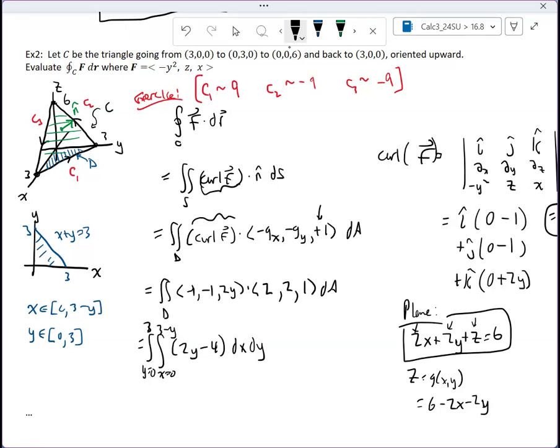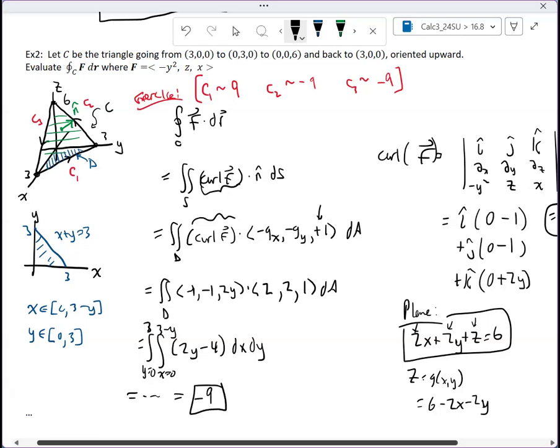So when I integrate with respect to x, I just get a factor of 3 minus y coming down. I multiply all of that out, simplify, integrate that with y going from 0 to 3, and I end up with just -9, as I would have expected from the solution to the exercise that I gave you up here.